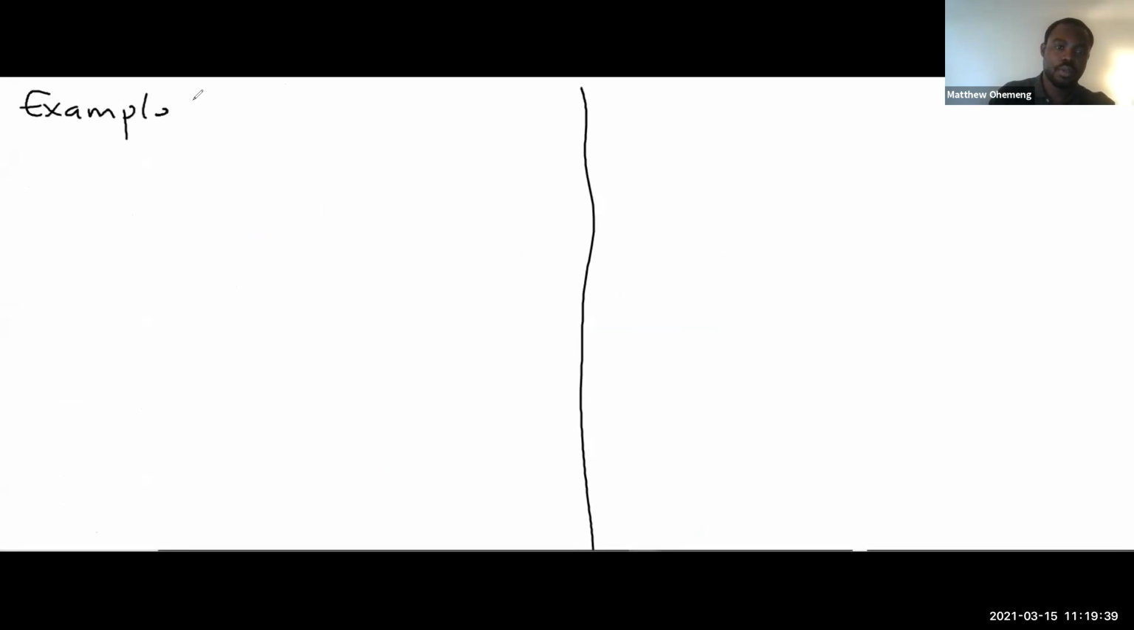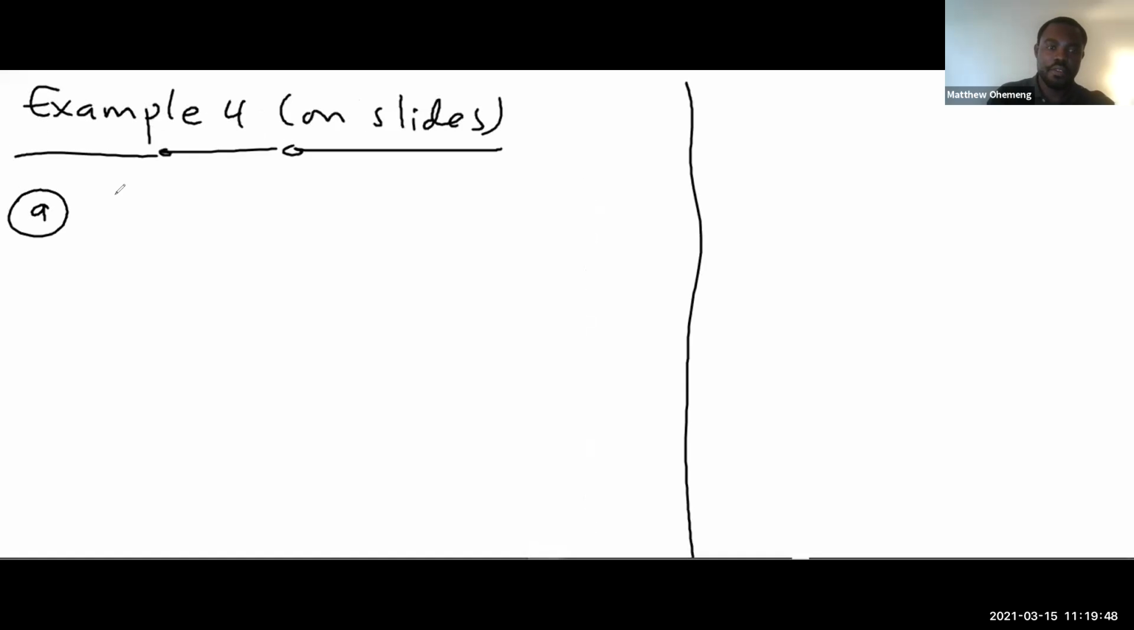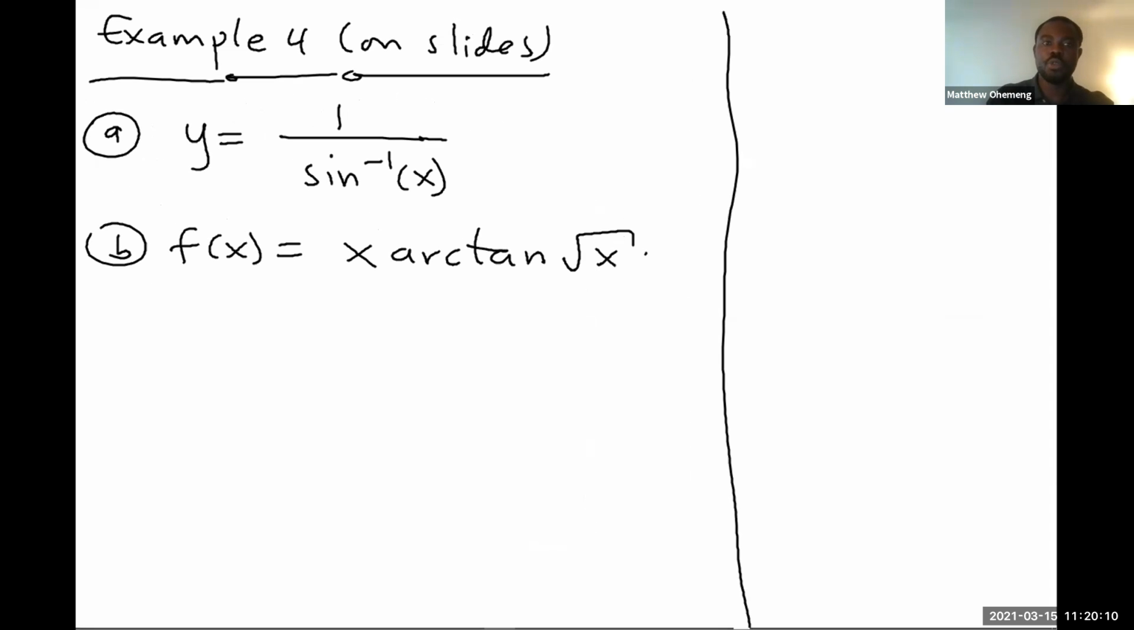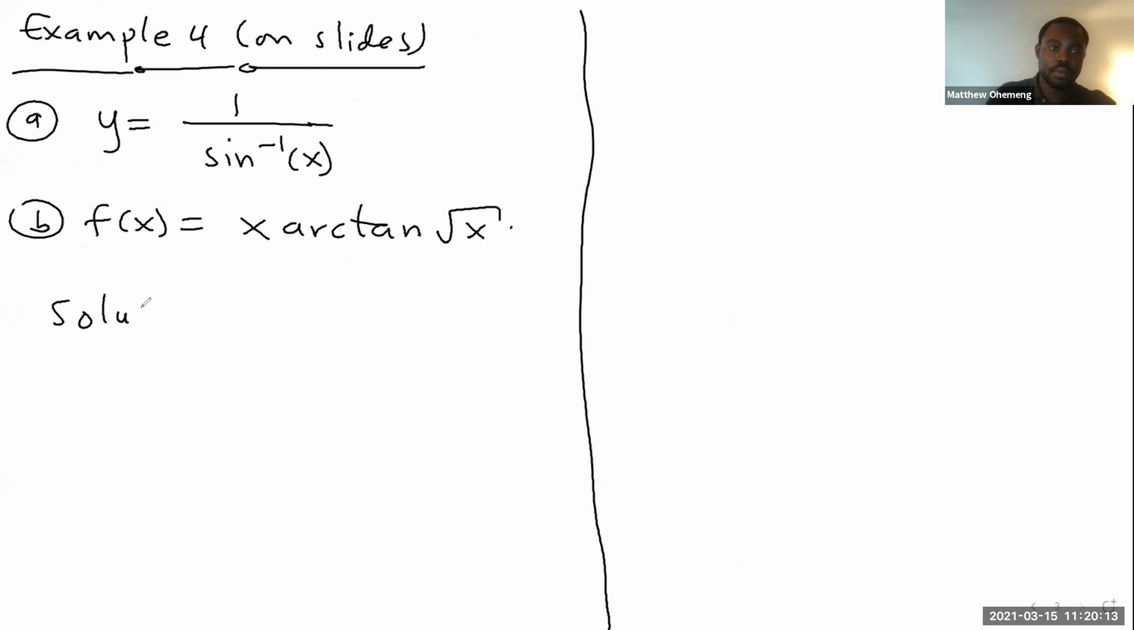So this is example 4. Okay, so for A, we have y equal to 1 over sine inverse of x. And then the question is asking for the derivative, right? Let me write a b here so that I don't have to go and check the arctan square root of x. Okay, so these are the two questions, right? So let's check out the solution.